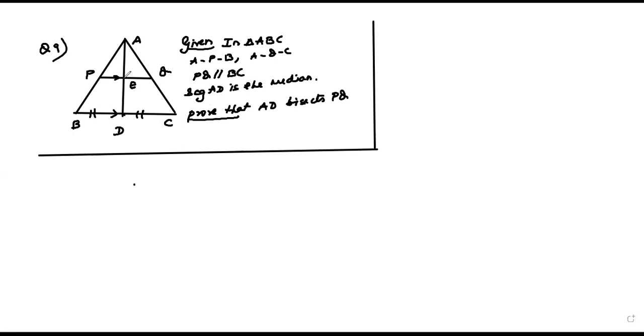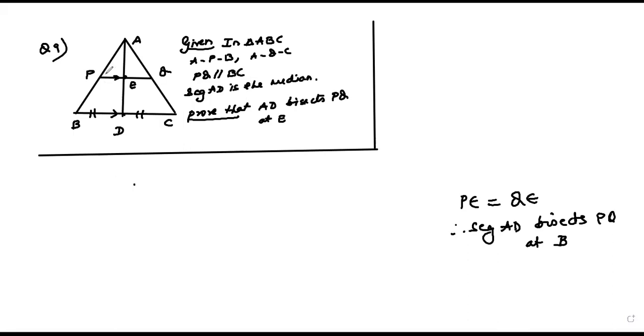AD bisects PQ at E. E has been named here. I want to prove AD bisects PQ at E. Now tell me, when can I say AD bisects PQ at E? When PE equals QE. If PE and QE are equal, then only you can say segment AD bisects PQ at E.